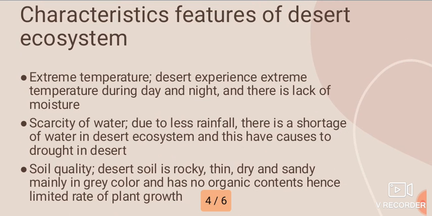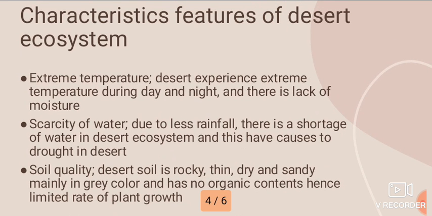On characteristics of desert ecosystem, we have three of them. First, we have extreme temperature. In deserts, there's extreme temperature during day and night, and there is lack of moisture, which means in desert there is high temperature which is experienced in it, and there is lack of moisture.